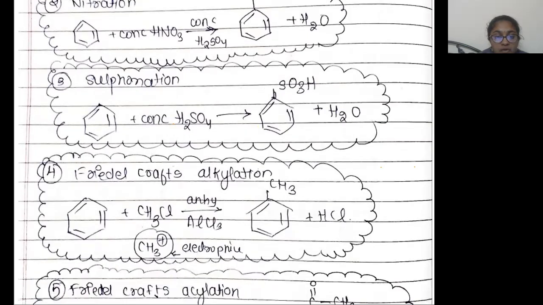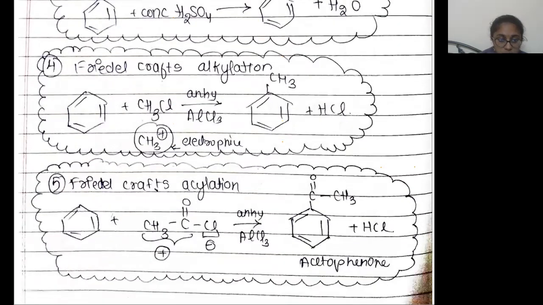The fourth one is Friedel-Crafts alkylation and Friedel-Crafts acylation. So when you hear this name, you should remember anhydrous AlCl3. Anhydrous AlCl3 is the reagent in Friedel-Crafts, whether it be alkylation or acylation. Coming to alkylation, benzene plus CH3Cl in the presence of anhydrous AlCl3 will give me benzene plus one alkyl group, that is CH3 in this case, plus HCl. So here the electrophile is an alkyl.